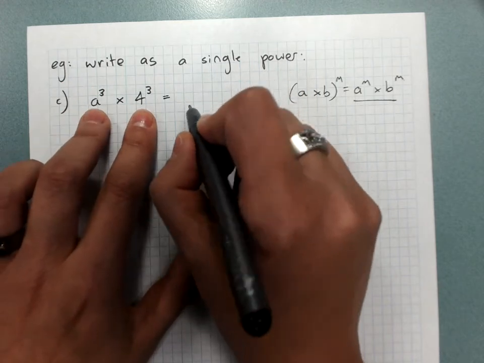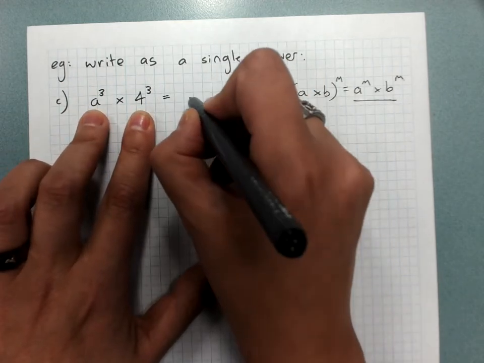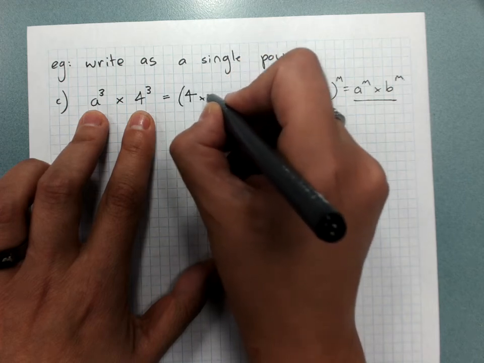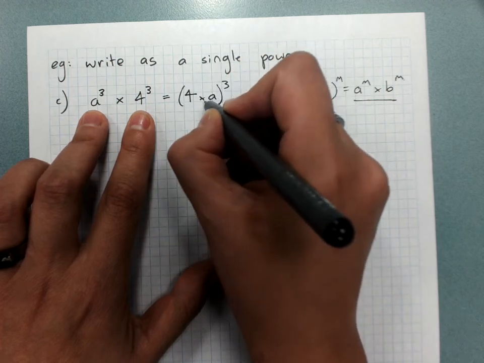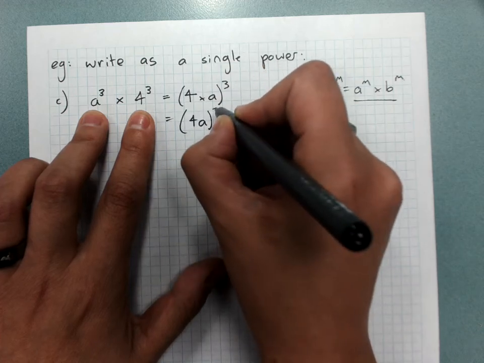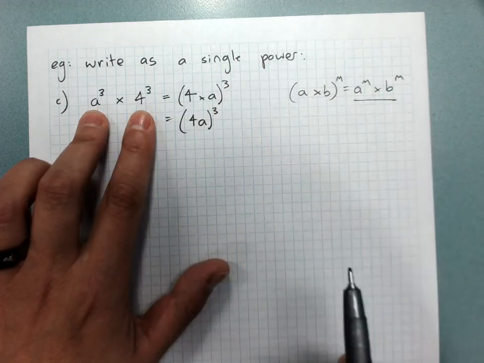Remember, of course, that if I'm multiplying a number and a letter, I would put my letter first. 4 times a to the power 3. I don't need that times sign. I've got 4a to the power 3. I've written this as a single power.